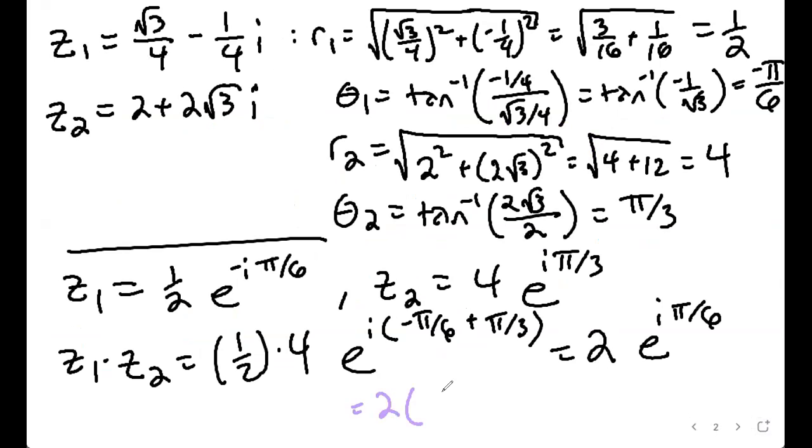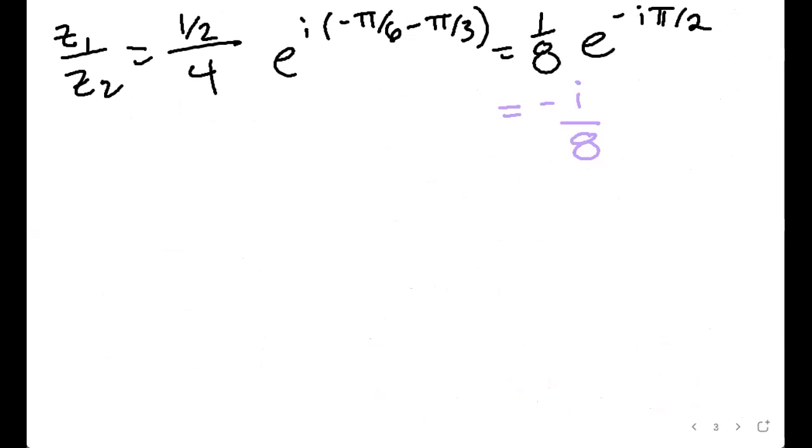e to the I pi over 6, where cosine of pi over 6 is root 3 over 2, and sine of pi over 6 is 1/2. So this would be square root 3 plus I. Again, check for yourself that if you do Z1 times Z2 just straightforwardly, you end up with this answer, and this answer for Z1 divided by Z2.